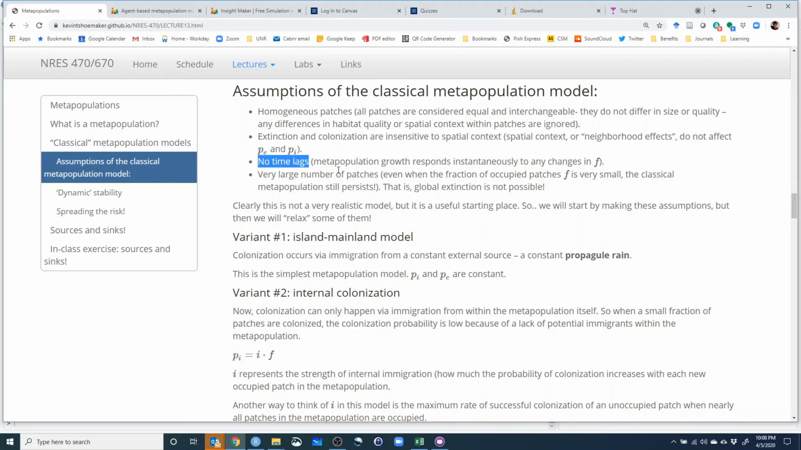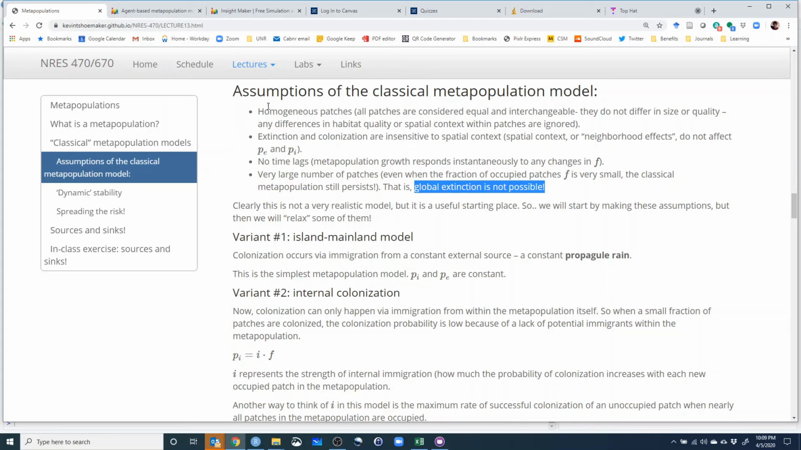There's no time lags in these models. That is, metapopulation growth responds instantly to any changes in the fraction of sites occupied. So there's no time lags in these classical models. And there needs to be a very large number of patches. So large, in fact, infinite number of patches, such that even when the fraction of occupied patches, F, is very small, the metapopulation still persists. So that it might be infinitesimally small, but it's still greater than zero. So global extinction is not actually possible in these models.